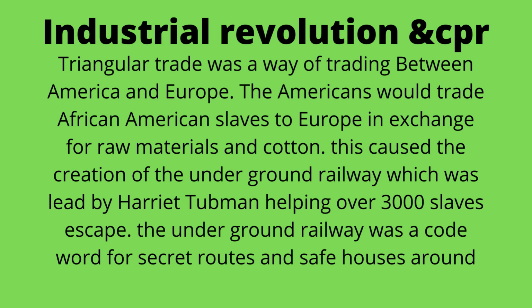Industrial Revolution and Canadian Pacific Railway. Triangular trade was a way of trading between America and Europe. The Americans would trade African American slaves to Europe in exchange for raw materials and cotton. This caused the creation of the Underground Railroad, which was led by Harriet Tubman. Helping over 3,000 slaves escape, the Underground Railroad was a code for secret routes and safe houses around the U.S. This helped the evolution out of that phase and helped the African American slaves fight back.